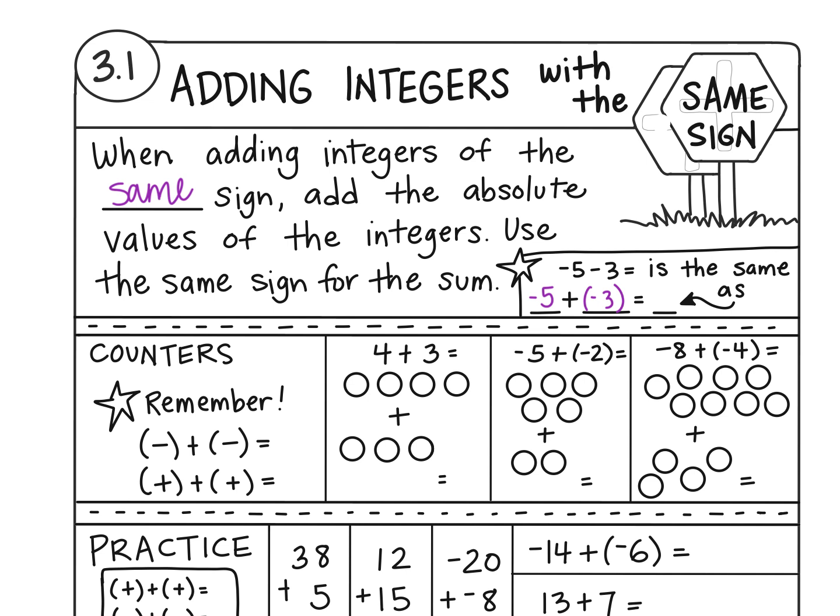Unless I'm already starting at a negative. I'm still going further to the left or further down my number line, but I'm actually going to add those 2 numbers together. So I'm going to actually take 5 and 3, the absolute values of negative 5 and negative 3 are 5 and 3. I combine those amounts together, which is 8. But because I was already in the negatives, it's going to stay negative, so my answer will be negative 8.